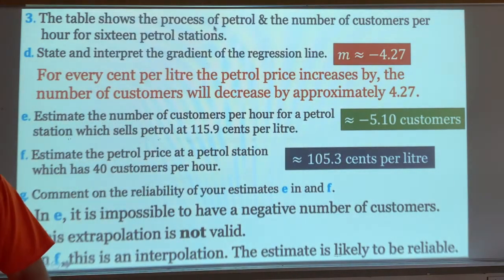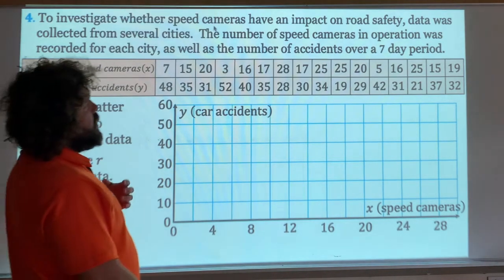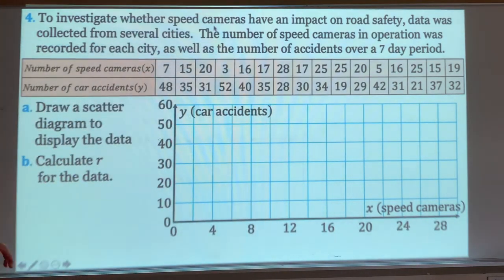All right, how are we doing here? What did we get, about 2 days' worth of work done so far? Yeah, about 2 days through, about 3 to go. Problem number 4: to investigate whether speed cameras have an impact on road safety, data was collected from several cities. The number of speed cameras in operation was recorded for each city, as well as the number of accidents over a 7-day period.